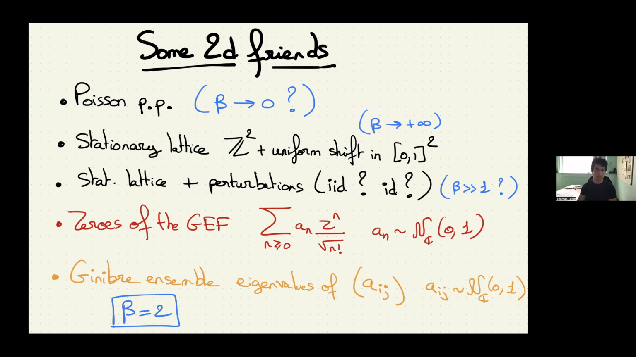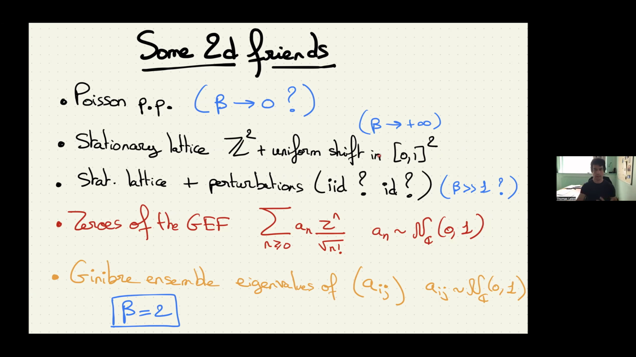Another extreme is the stationary lattice. So instead of Z2, maybe you can take a triangular lattice, but it doesn't really matter. It's just an image. You have something very ordered, and the only randomness you allow is you shift the origin uniformly in the unit square. So you see a lattice, but maybe there's not a point at 0. That's the only randomness you allow. And that should describe, whether it's Z2 or the hexagonal lattice, something very ordered, what happens when beta goes to infinity.